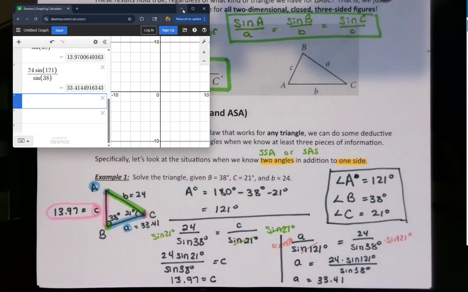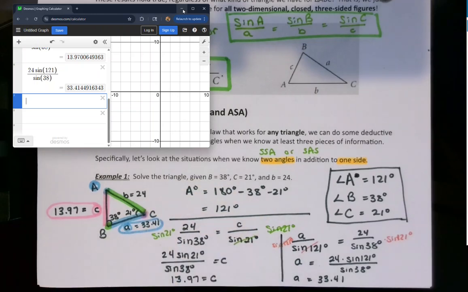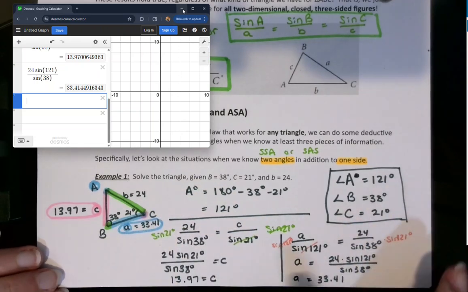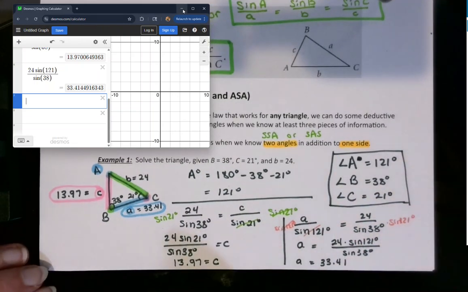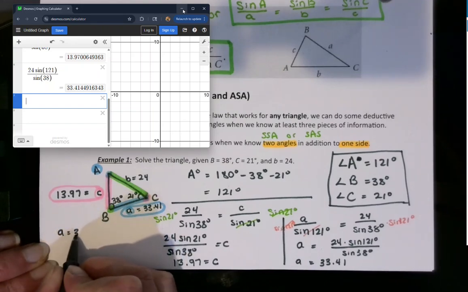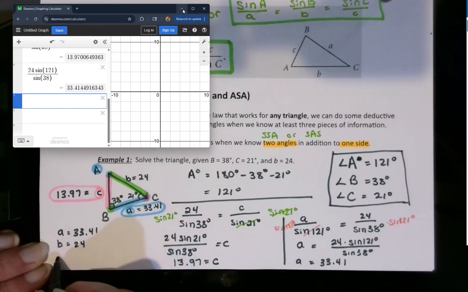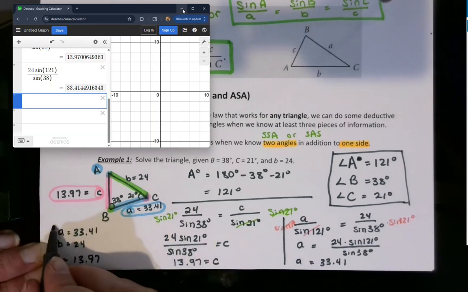All right, we know everything, so our triangle is solved. We've written down our 3 angles over here. I don't have space to write underneath, so I'm going to write over here for my 3 sides. A is 33.41, B was already known at 24, and C is 13.97.